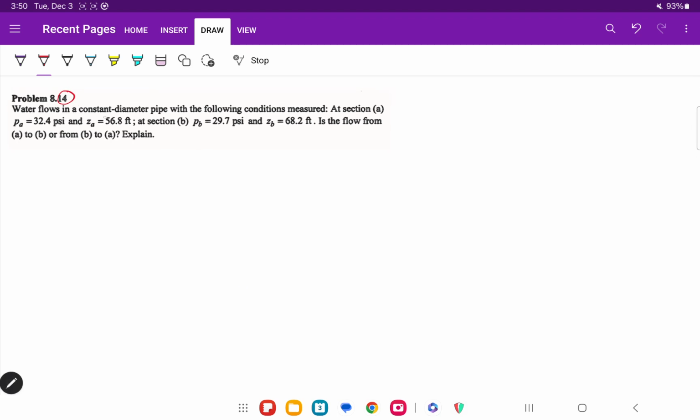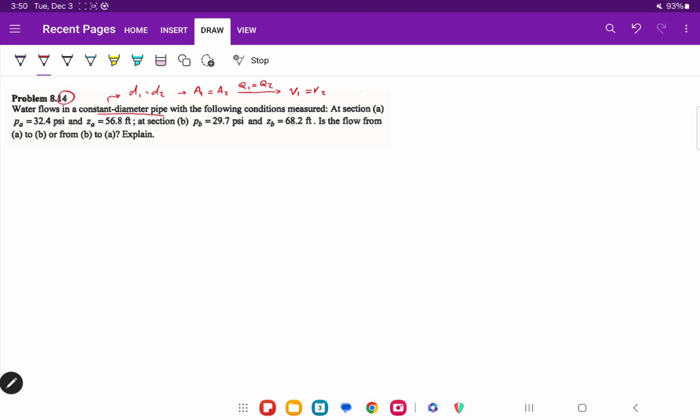Water flows in a constant diameter pipe. As you know, when the diameter of the pipe is constant, D1 for example equals D2, it means that area 1 equals area 2, and since Q, the flow rate, is constant, Q1 equals Q2, it means that V1 equals V2. So this is the meaning of this statement: constant diameter pipe.